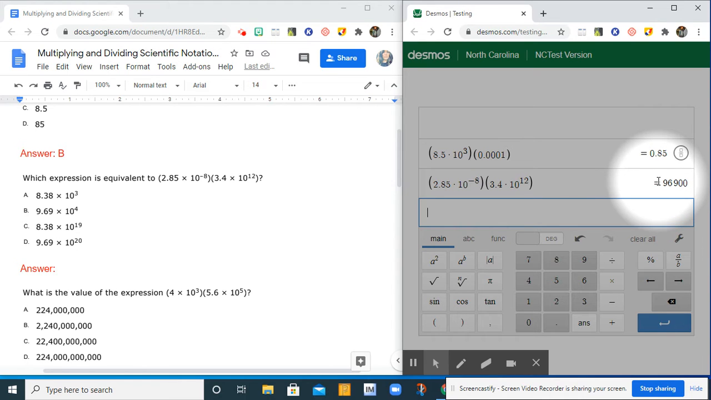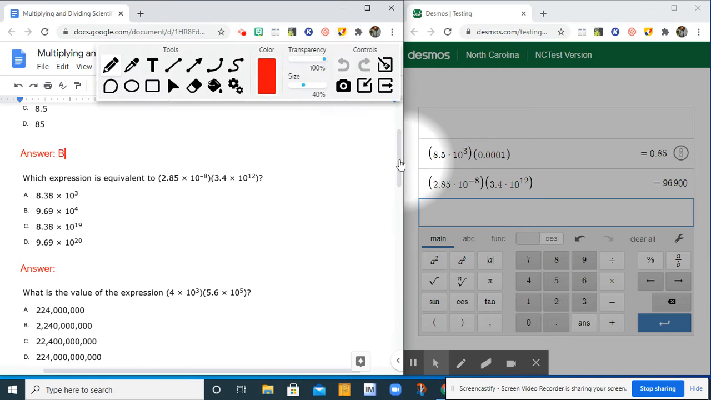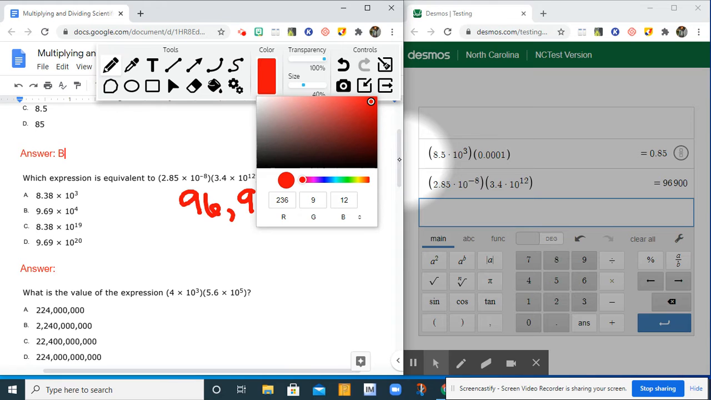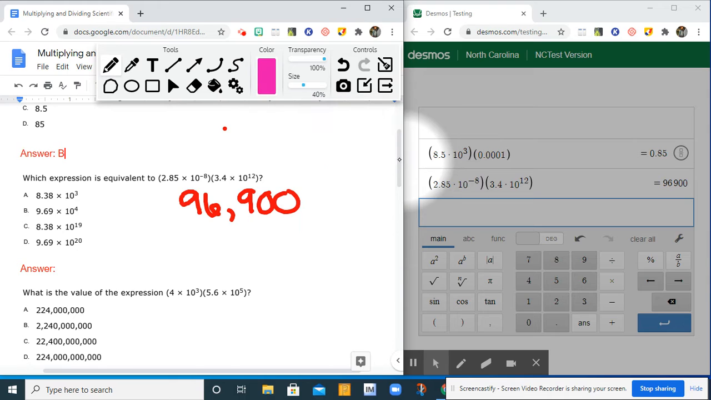Okay, so that number becomes 96,900. But if you can see, all of my answers are written in scientific notation, so for my second problem we're going to need to put that into scientific notation. Again, I got 96,900. That number currently is way, way bigger than 1, so that means I'm going to need to put this in scientific notation.